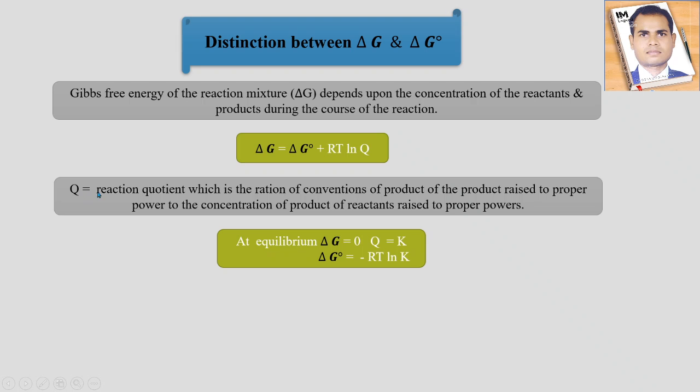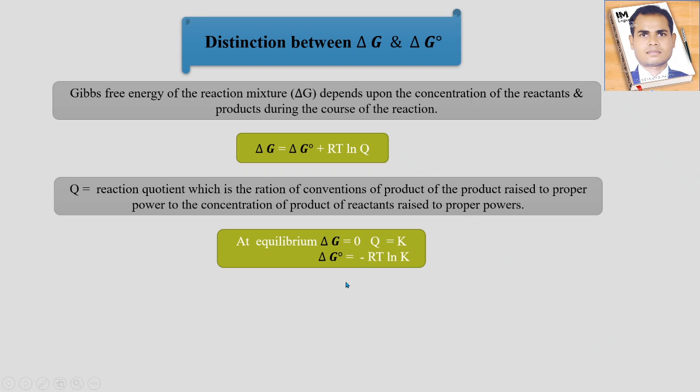Now see, Q stands for the reaction quotient, which is the ratio of the concentration of the products raised to the proper power to the concentration of the reactants raised to the proper power. So you will write here: at equilibrium ΔG is equal to 0, Q is equal to K, and ΔG0 is equal to minus RT ln K.